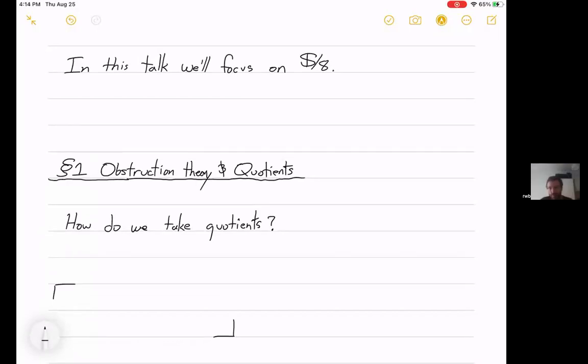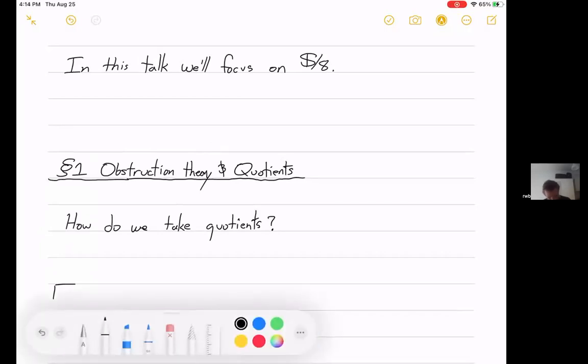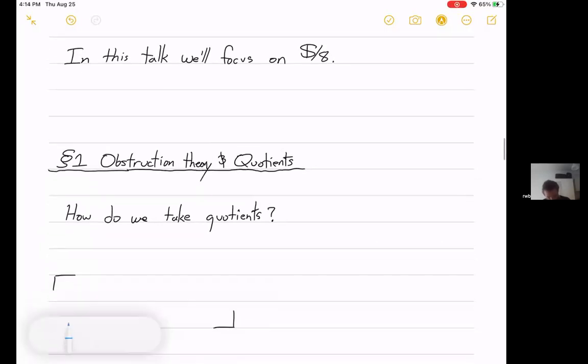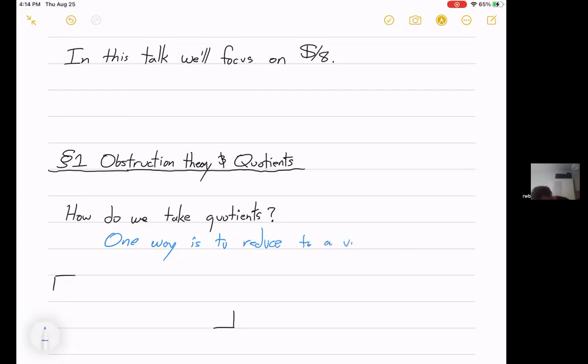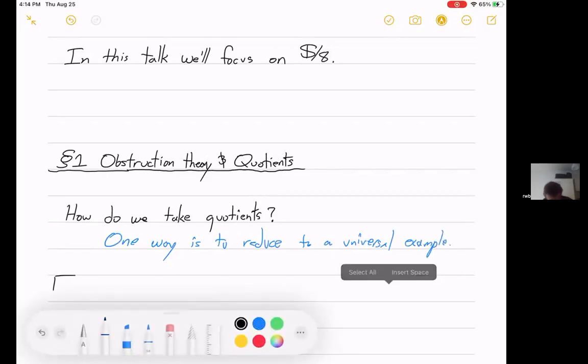Section 1. Obstruction theory and quotients. I'm going to start with just a broad question, which is how do we take quotients? Instead of answering in full generality, I'm just going to give one way we can do that. One way to take a quotient is to reduce to a universal example. Well, it's only somewhat of a universal example. And so what would that example be?